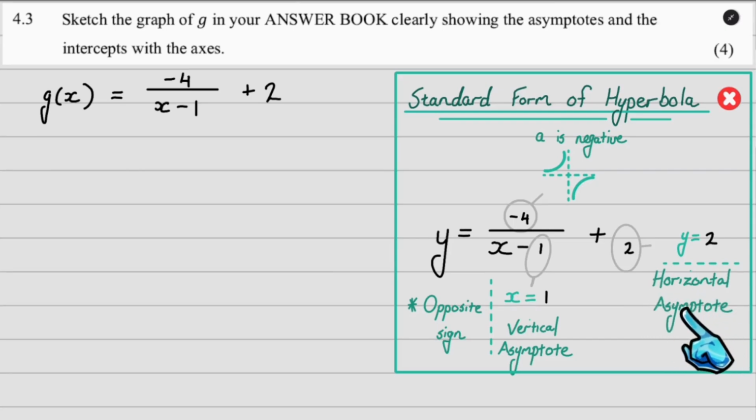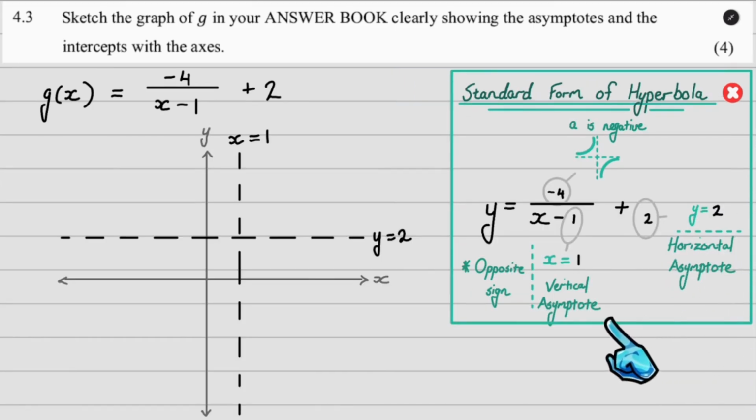So I'm actually going to start by drawing the 2 asymptotes. When you draw your asymptotes, just remember this one is the opposite sign, so it's x equals positive 1 and not negative 1. Then this one's just the normal sign, y equals 2. And y equals is a horizontal line, x equals is a vertical line. Now we know it's going to adopt this shape, so it's going to lie in this quadrant and this quadrant.